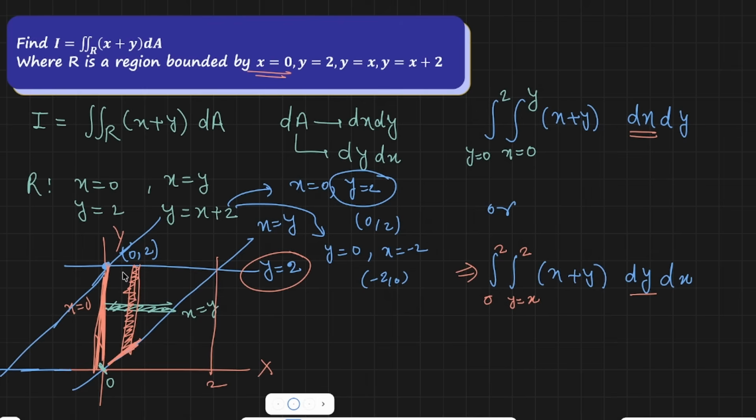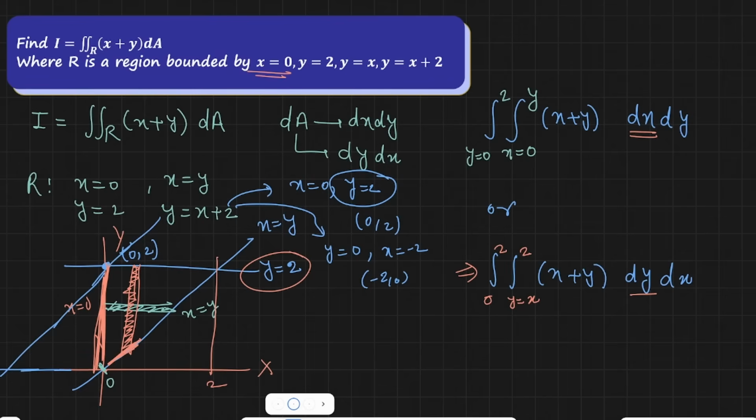Okay, now come to the next question. When you solve this integral, I'll solve this integral. So from 0 to 2, and it is from 0 to y, this is x plus y, and this is your dx dy. How to solve? It's very easy. This is the limit of x, this is the limit of y. So the limit of y will be as it is.